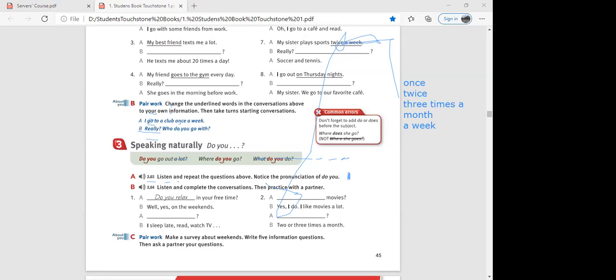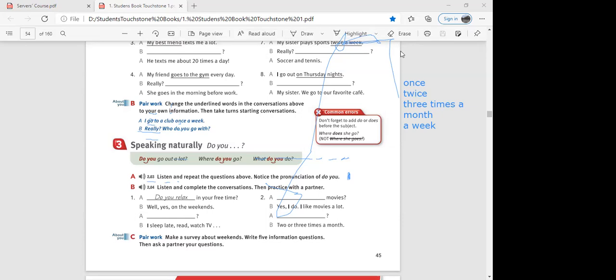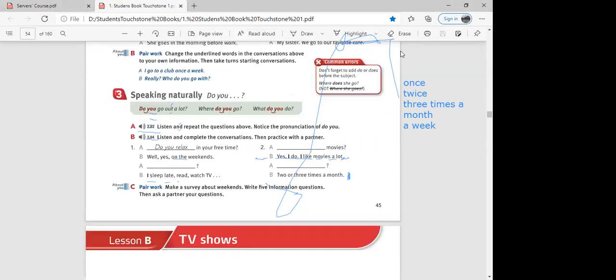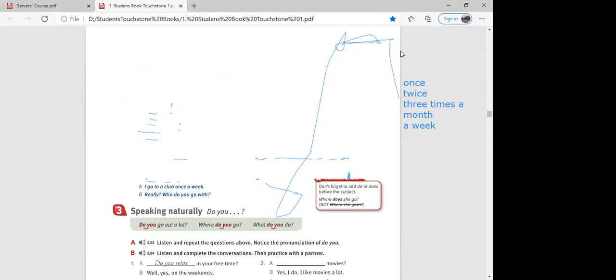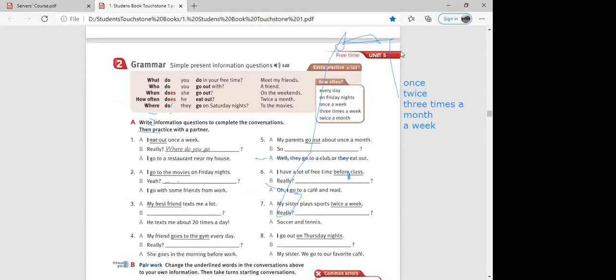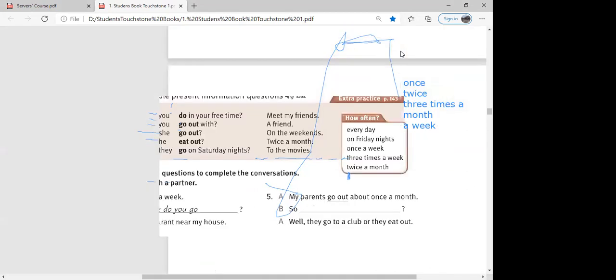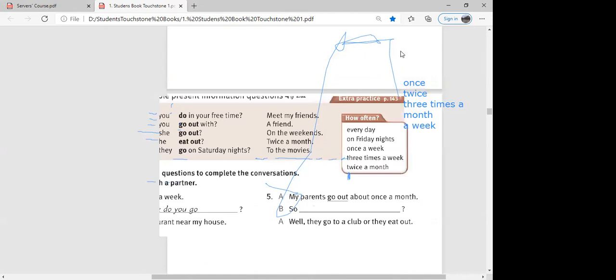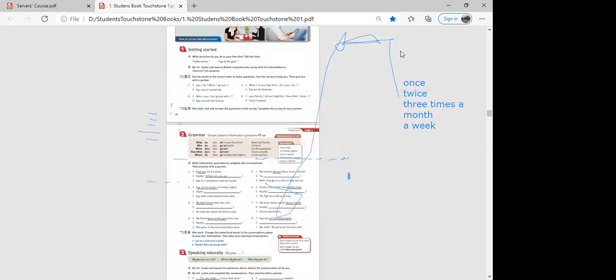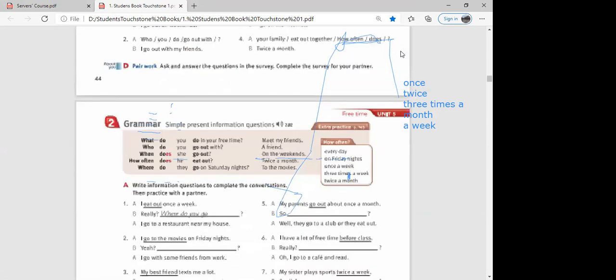Grammar, simple present information questions. What do you do in your free time? Meet my friends. Who do you go out with? A friend. When does she go out? On the weekends. How often does he eat out? Twice a month. Where do they go on Saturday nights? To the movies.